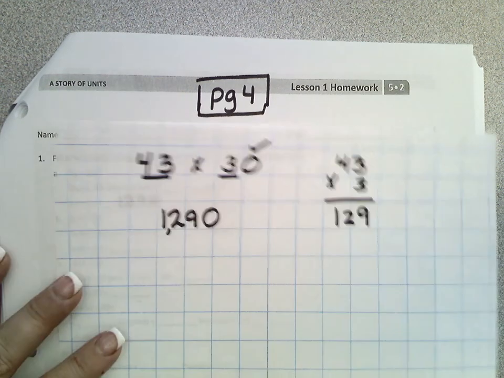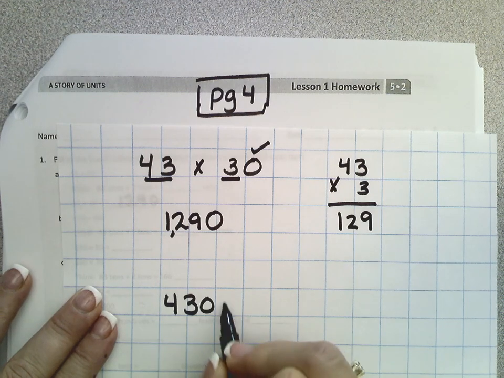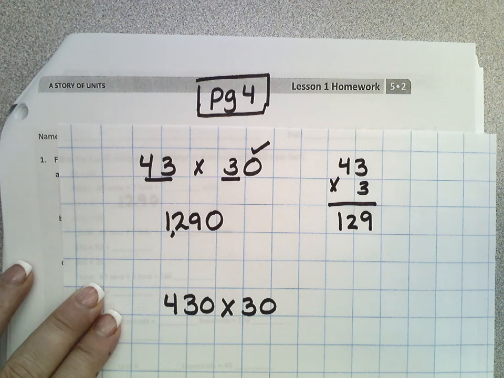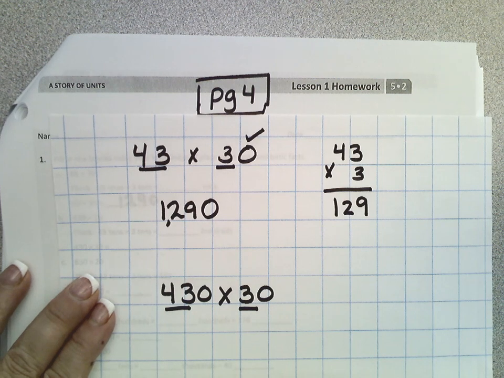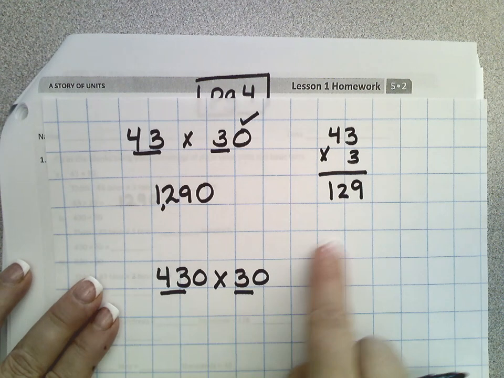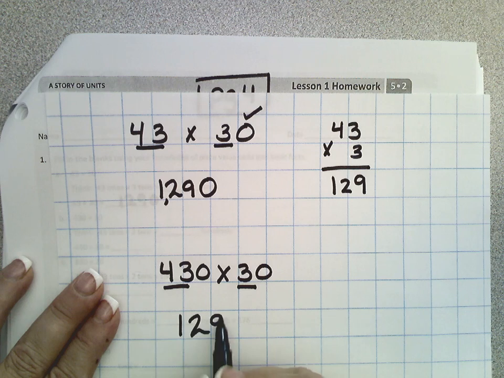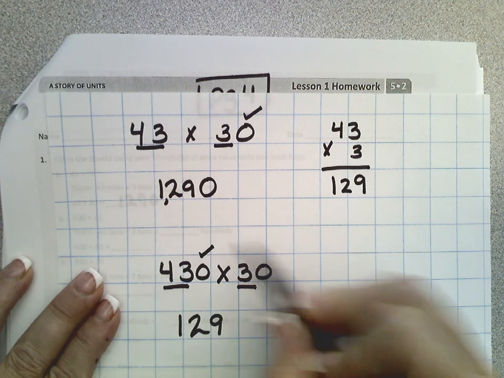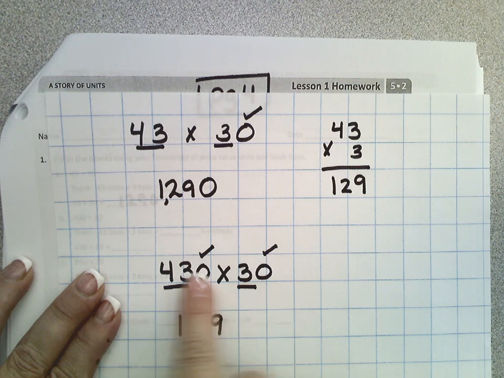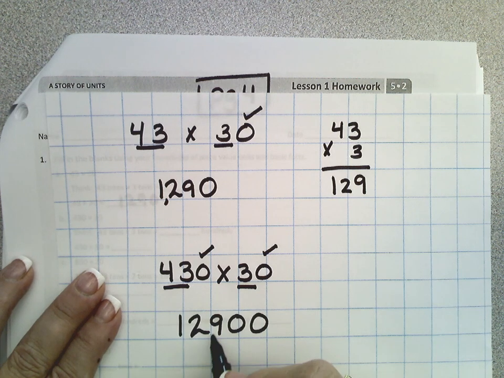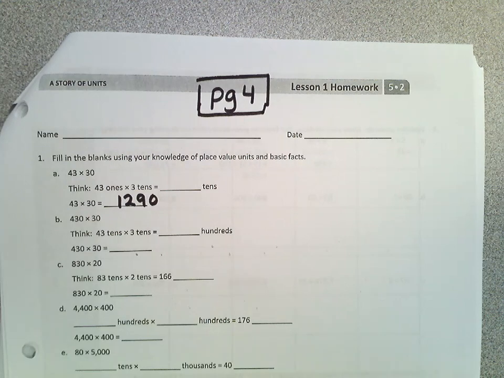We're going to go ahead and do that on our paper. So that problem was 430 times 30. So the same thing, I'd like for you to underline the fact. We're going to go ahead and solve that. We already did over here, so we know that 43 times 3 is 129. Now this one is 10 times larger and 10 times larger. 10 times 10 is 100, or 2 zeros. We're going to add the zeros on. So the answer is 12,900.